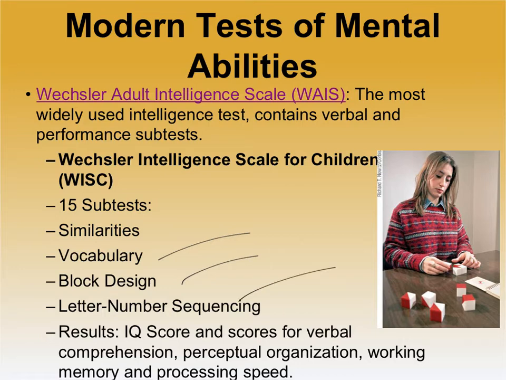This focused mainly on logical and linguistic intelligence, not the other 6 forms of Gardner's theory of multiple intelligences. This mainly focuses on the 2 types of intelligences that are measured in school. So the results, you get your IQ score, and you get a score for verbal comprehension, perceptual organization, working memory, and processing speed. Again, all abilities that are typically tested throughout the school day and curriculum.